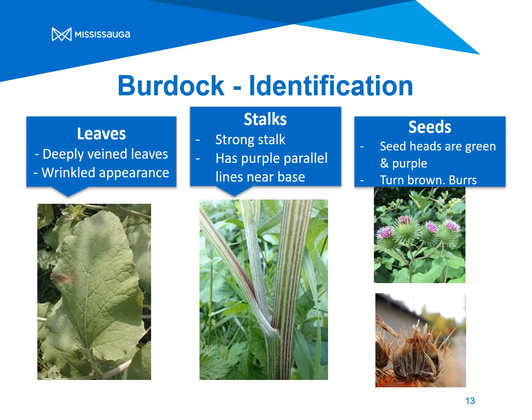Now for burdock. The leaves of burdock are quite large. They are deeply veined and have a wrinkly appearance. The stalks are strong and have purple parallel lines near the base. The seed heads are called burrs and are green with purple interiors. When they dry out and turn brown, the seeds can spread. The burrs have bristles on them that easily stick to clothing and animal fur, which facilitates seed spread.